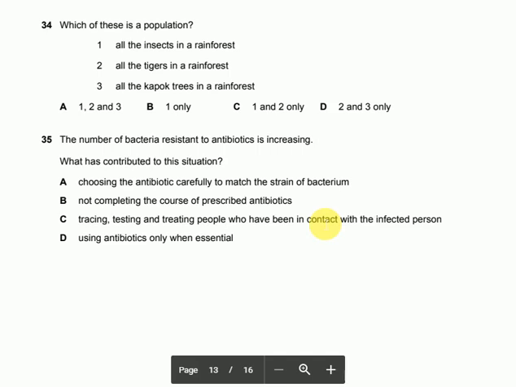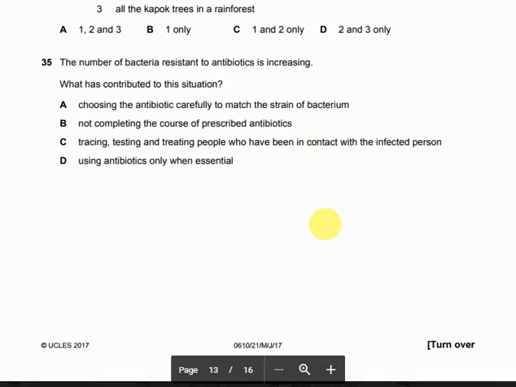All 3 of them would be a population, because a population is the specific amount of a species living in a particular environment. But insects include all insects, whereas a population is of only one species. So tigers and kapok trees are one specific species, so the answer is 2 and 3 only. I'm definitely sure about that.